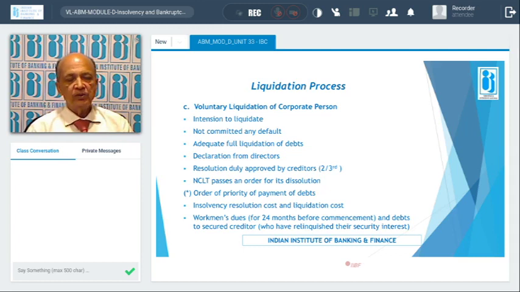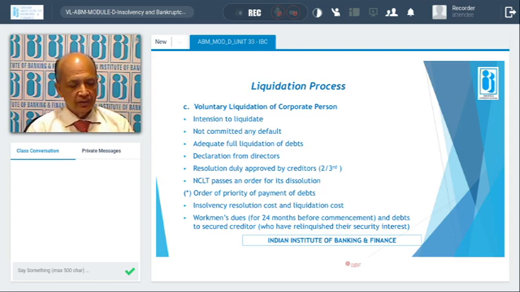Then the creditors will also agree to that. Then a declaration from the directors also, yes, we are in agreement with the liquidation of the particular business entity. Then the resolution would be passed, and the creditors will have to approve it by two-thirds, that is 66%, through the creditors committee or creditors. Then NCLT will pass the order for the voluntary liquidation or voluntary dissolution.